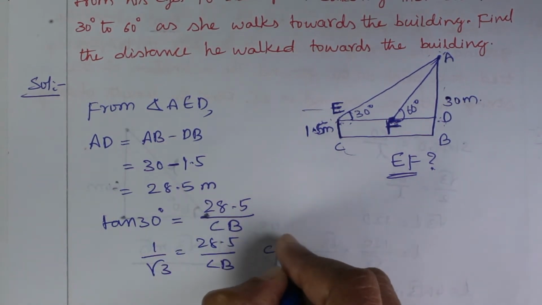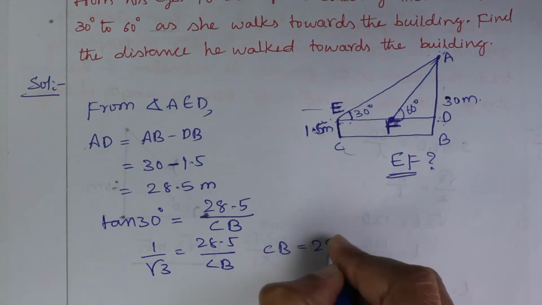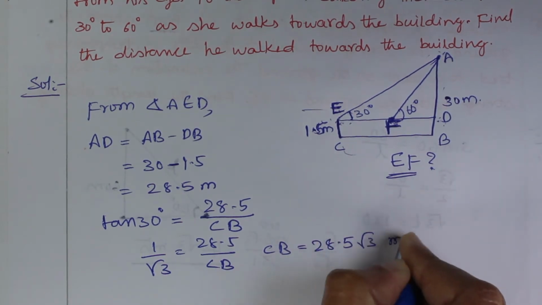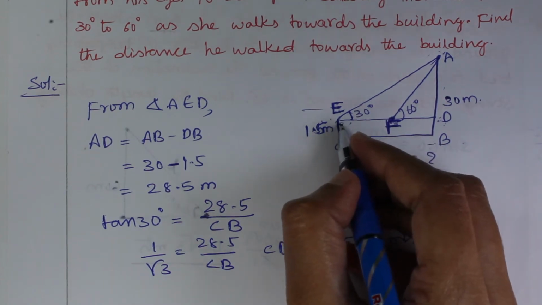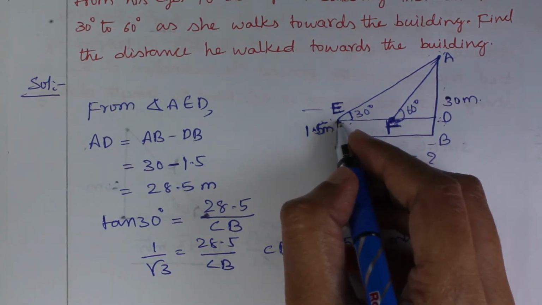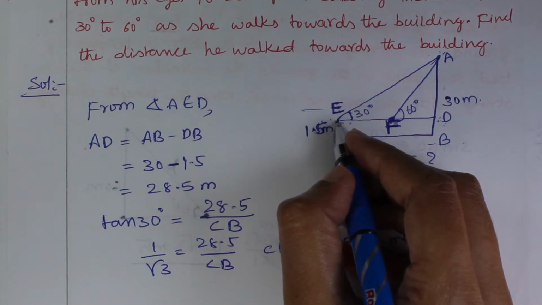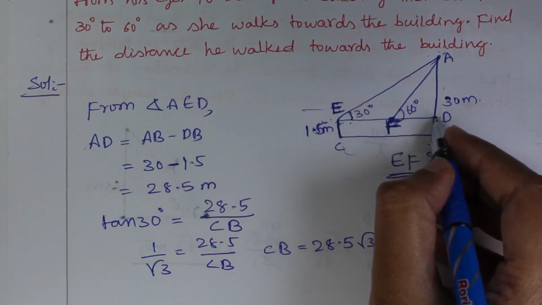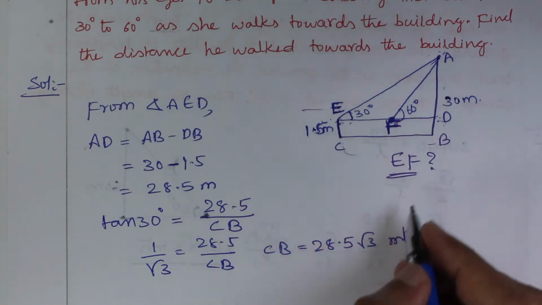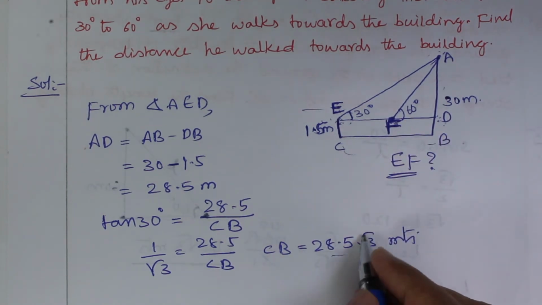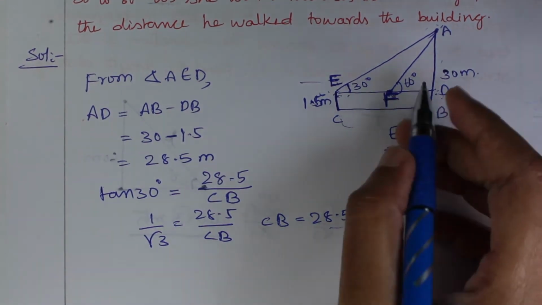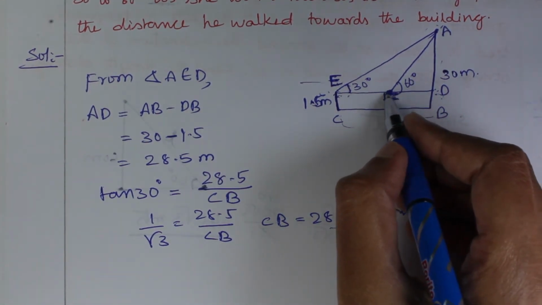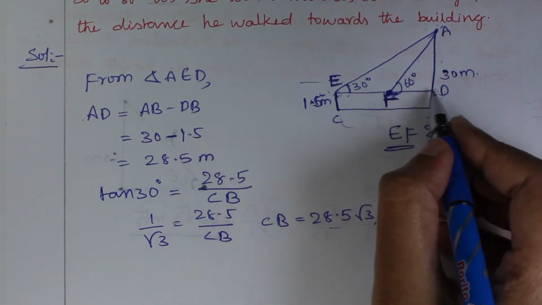So CB is equal to 28.5 root 3 meters. So I got this entire distance, that is the distance from the boy at the initial position to the foot of the building. I got that distance as 28.5 root 3 meters. Now I'll calculate the distance of the boy from the second position to the foot of the building, that is from F to D.